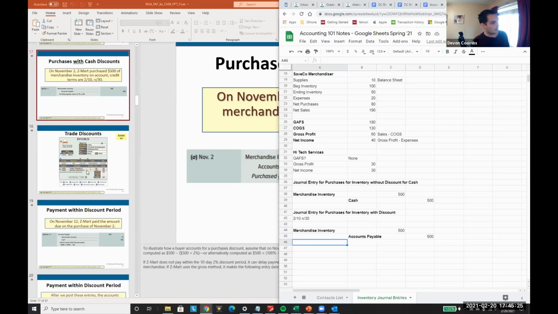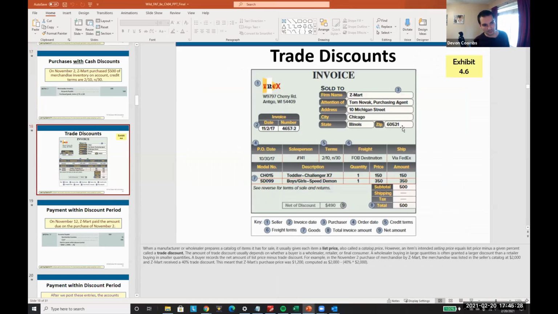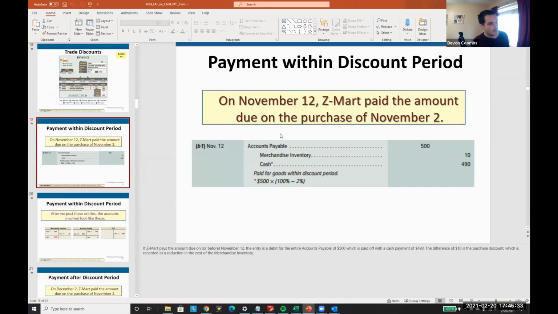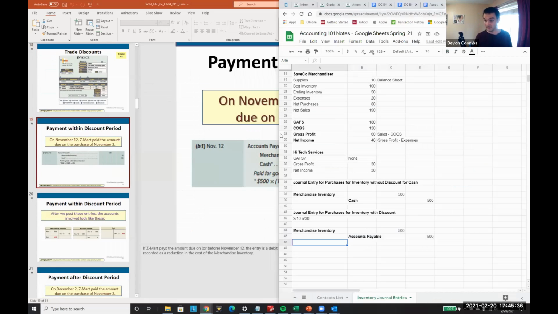So we purchased it, and then this is what the invoice looks like. I'm not going to really test you on what an invoice looks like, so don't stress about it. But then we say, hey, this looks like a pretty good deal to get a 2% discount. So what's our next journal entry? Our journal entry would be, let's say we pay it within the discount period. We're going to reduce our accounts payable by the full amount because we're paying for it.